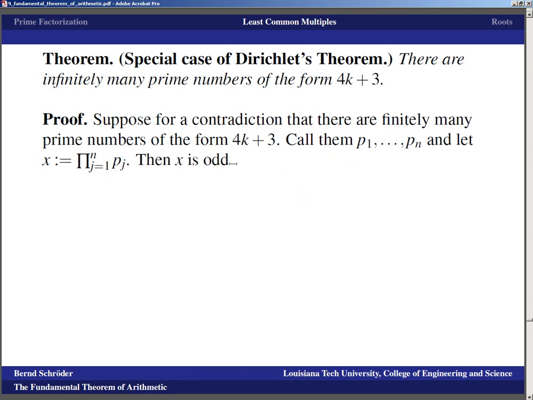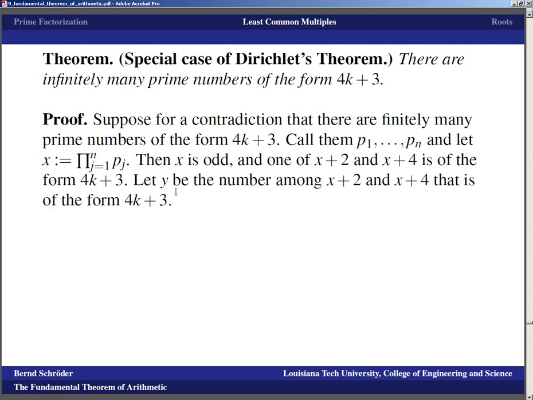Well, then x first of all is odd, because those are all odd numbers. And one of x plus 2 and x plus 4 is of the form 4k plus 3, because two consecutive odd numbers are either 4k plus 1, 4k plus 3, or they are 4k plus 3, 4k plus 1. Okay, so let y be the number among x plus 2 and x plus 4 that is of the form 4k plus 3. Then none of p1 through pn divides y, right? And that is because none of those odd numbers divides 2 or 4.